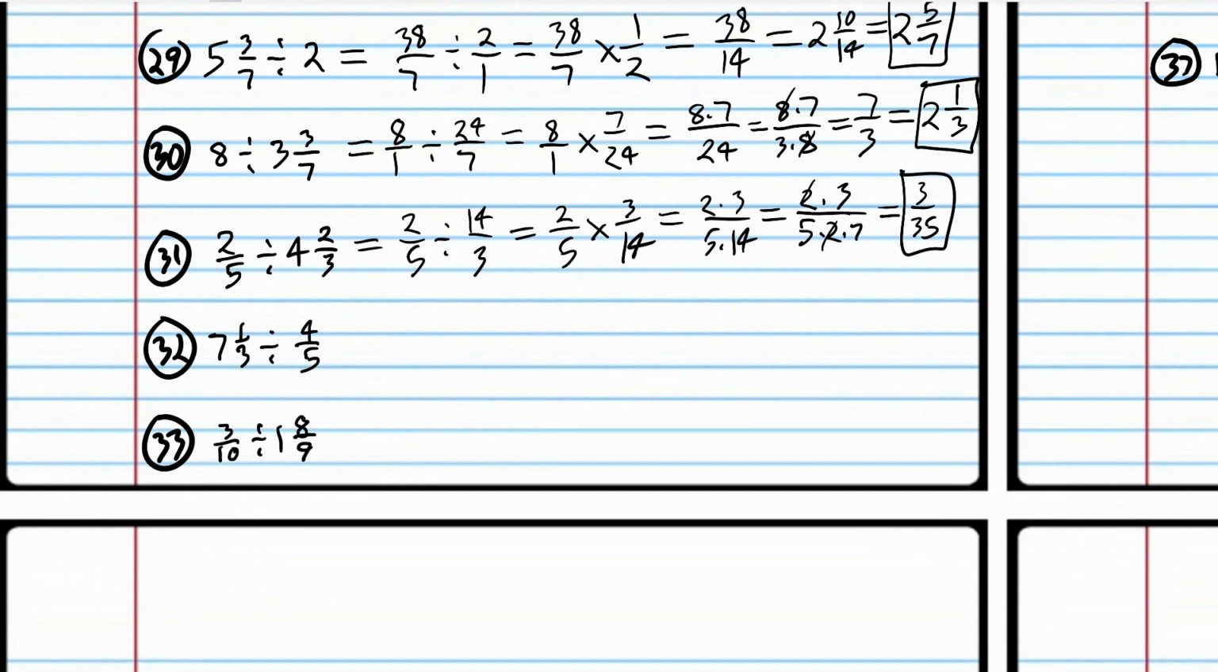All right, so as you can see, it's the same thing. No big deal. It's just a slight variation of what we were doing. So why don't you try 32, and when you come back, we'll do it together. All right, we're back. Change 7 1/3 to an improper fraction.